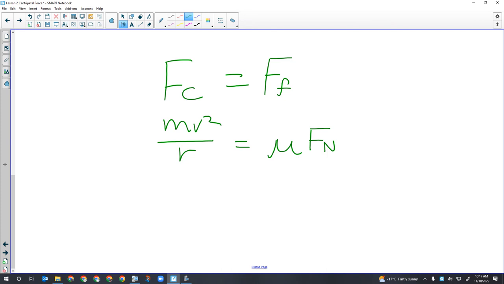the formula for force of friction, right? Since the road's level, what force is equal to the normal force? Force of gravity. What happens to m? It cancels.